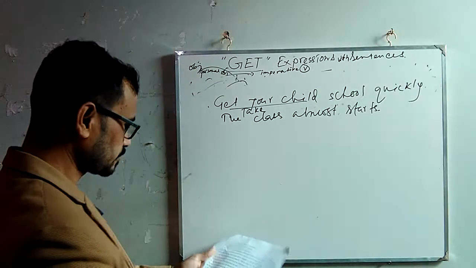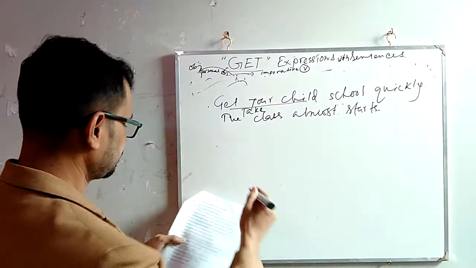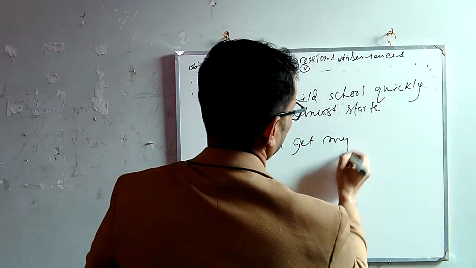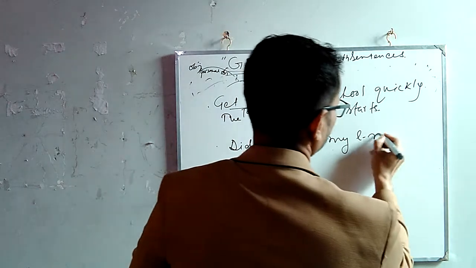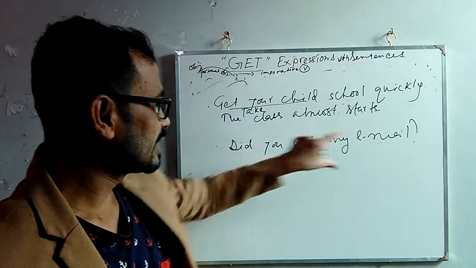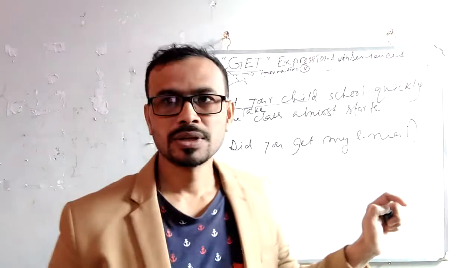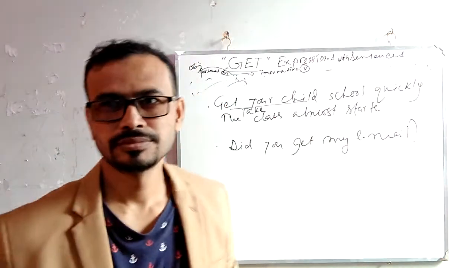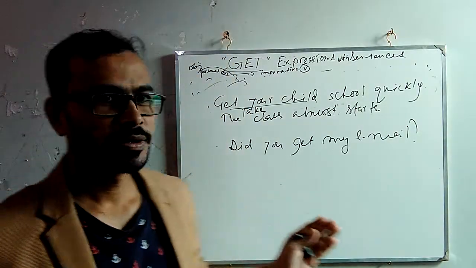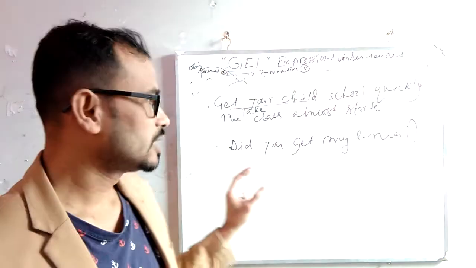Okay, next sentence would be, did you get my email? Did you get my email? Look at this. This sentence is normal, and a normal sense. Naturally, I got this paper. Okay, I will get this paper. I got this paper. This is a normal sense and a normal sentence.